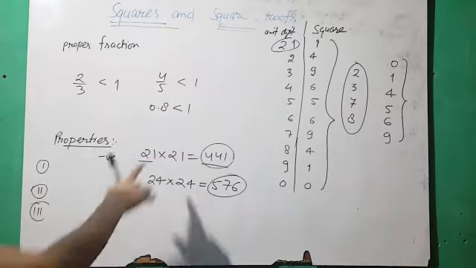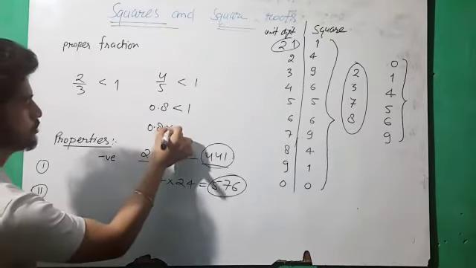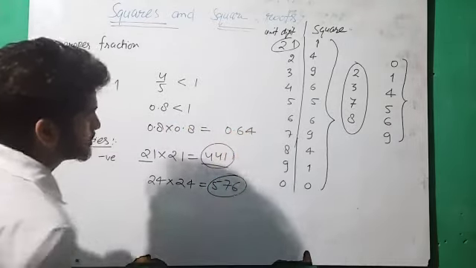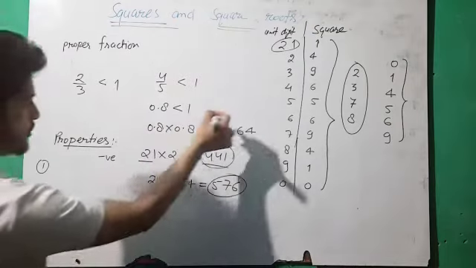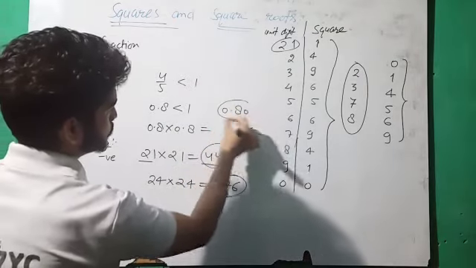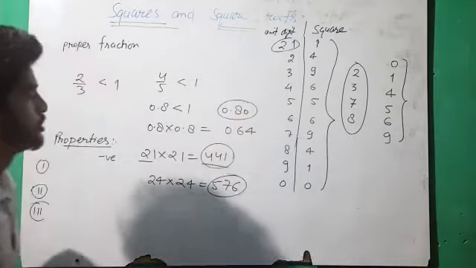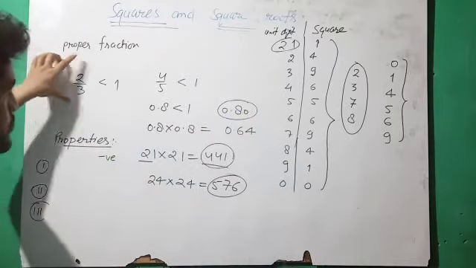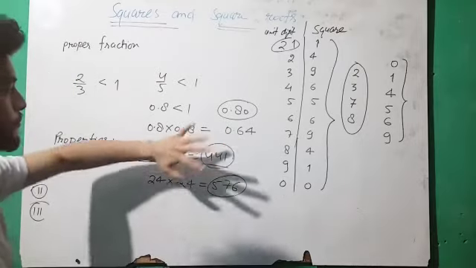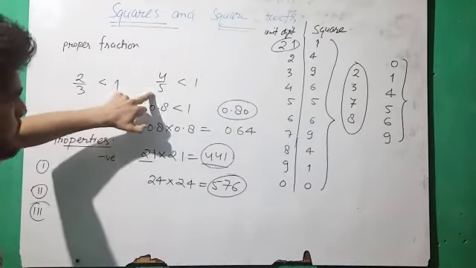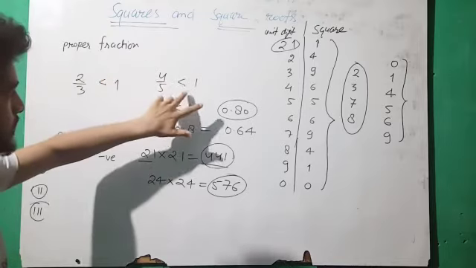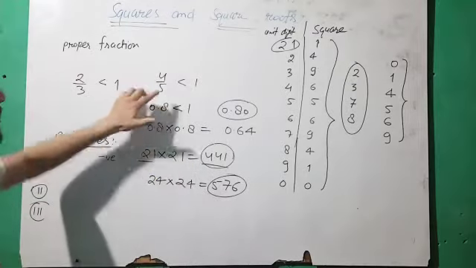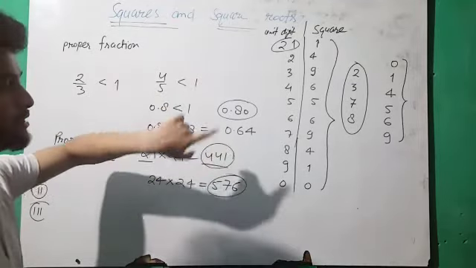If you want to find out the square of 0.8, that is 0.8 times 0.8, the result is 0.64. We know 0.8 is written as 0.80, meaning 80, so the square is 64 hundredths. So the square of a proper fraction is always less than 1, because the number is always less than 1. So the square of the number is always less than the number also.